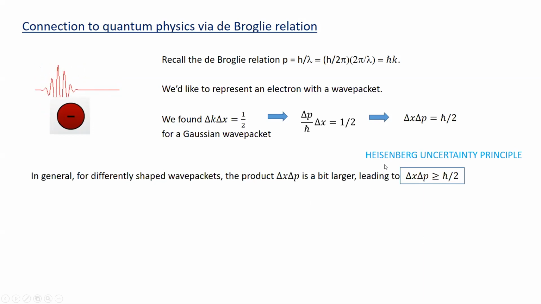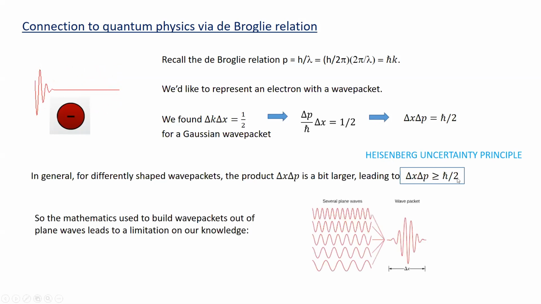It says that the spread in x of a particle times the spread in momentum is greater than or equal to Planck's reduced constant, over 2. So this places a fundamental limit. So the mathematics that we've used to build wave packets out of plane waves, delta k, delta x equal 1/2, combined with the de Broglie relationship relating the wave number to the momentum, has led to a limitation on our knowledge.